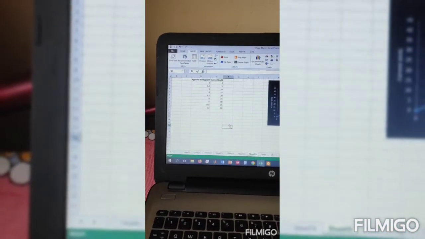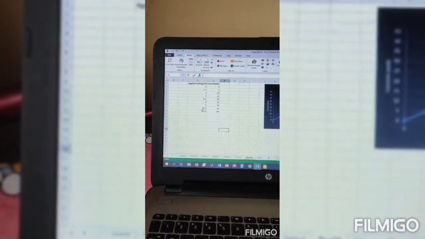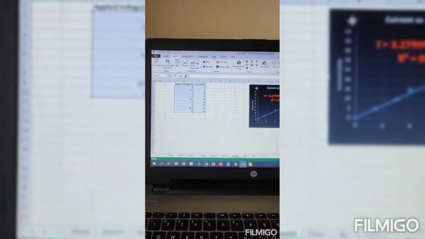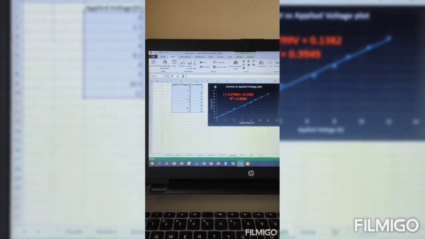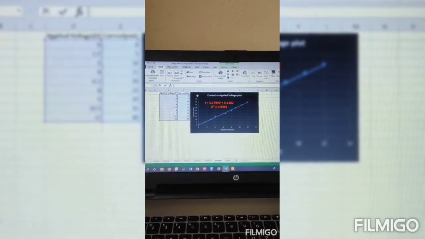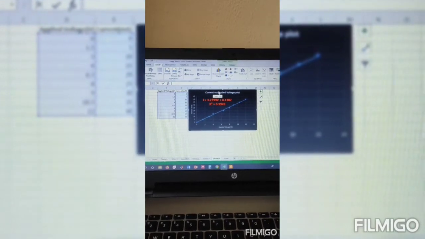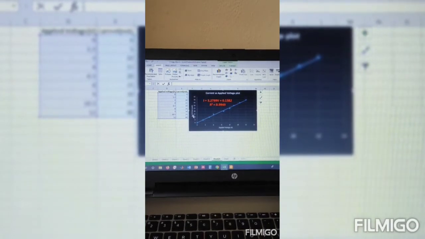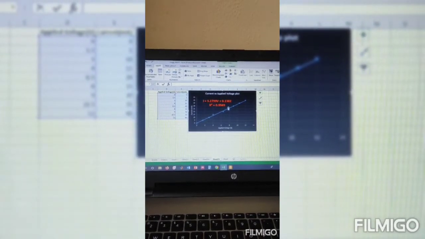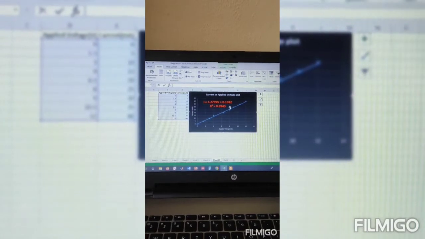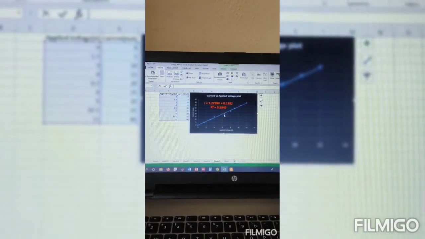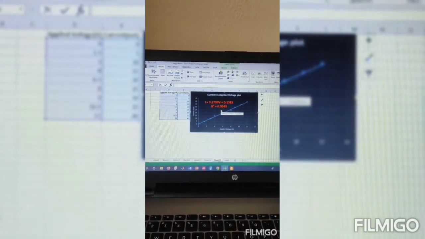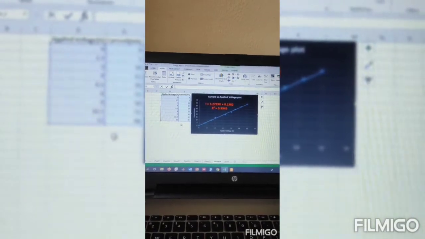After performing the experiment, we got the data, that is applied voltage versus current. Corresponding to the applied voltage, we got the current, and after that I am plotting it in Excel. Carefully, along the x-axis I have plotted applied voltage, and along the y-axis I have plotted current. After this I have fitted a straight line, and I got the relation I equals 3.2799 V plus something.